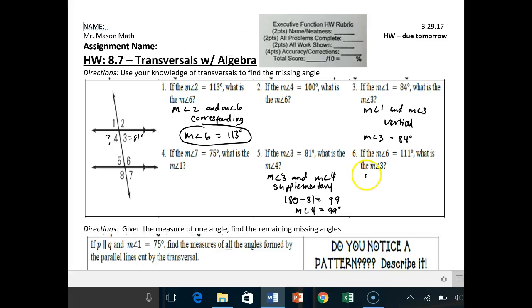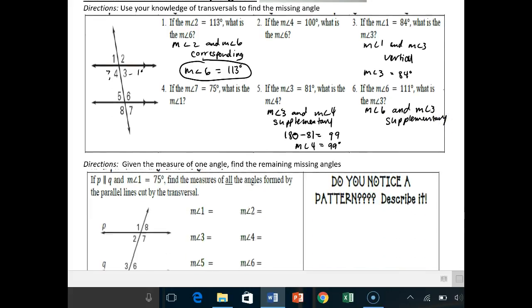All right. Number 6, they also have a supplementary relationship. So 6 and 3, there's really no relationship, but I know that all the angles on a straight line will have to add up to 180. So we can say the measure of angle 6 and the measure of angle 3 have a supplementary relationship. So you'll be doing kind of the same thing you did in number 5.